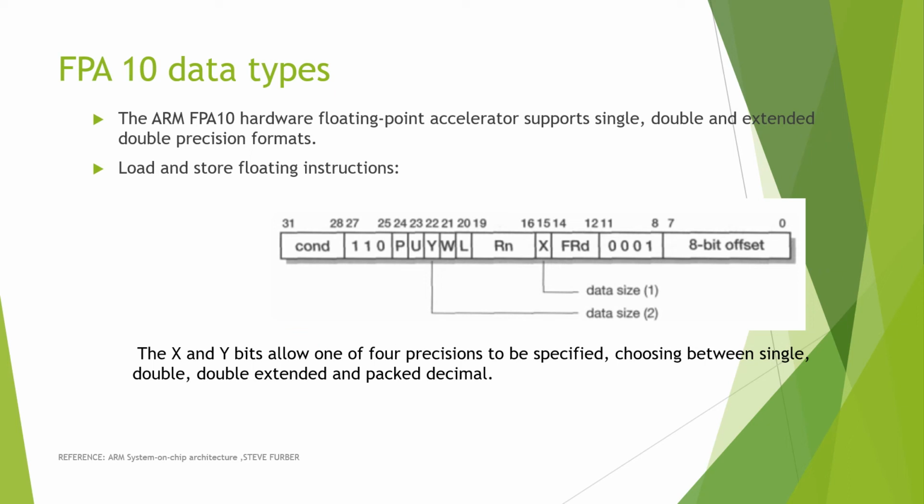So ARM FPA10 hardware floating point accelerator supports all the precision formats we learned earlier: single, double precision and extended precision formats. Well, let us see. Before going to those floating point architecture, we have to learn about the data types FPA10 supports, or all those instructions.